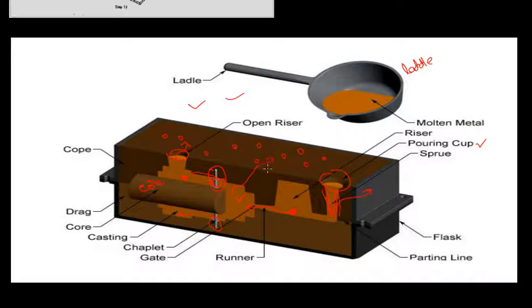The pouring temperature is somewhat greater than the melting temperature, right? So the molten metal will also melt this chaplet material and it will become an integral part of the casting. So we do not get any defect, we do not get any cavity there. Many have a misconception about this, so clear that. And I will also give you an important thing.